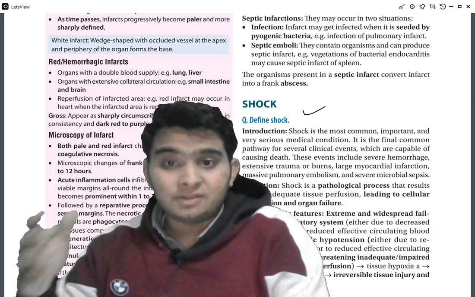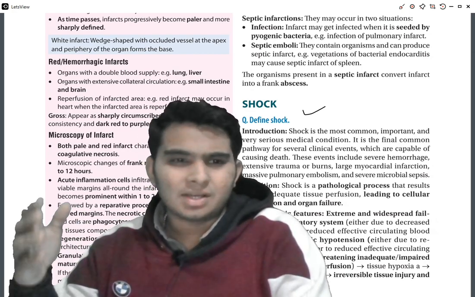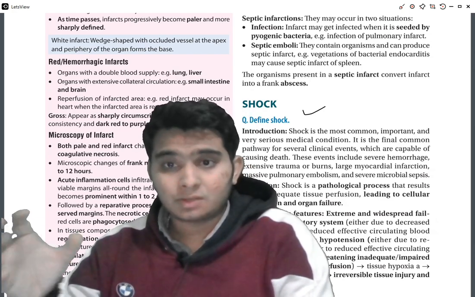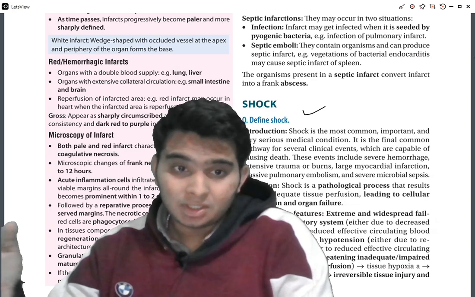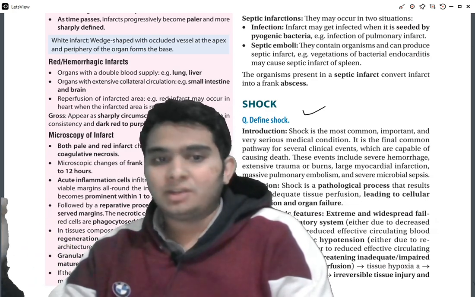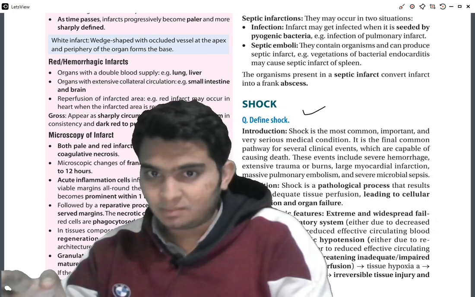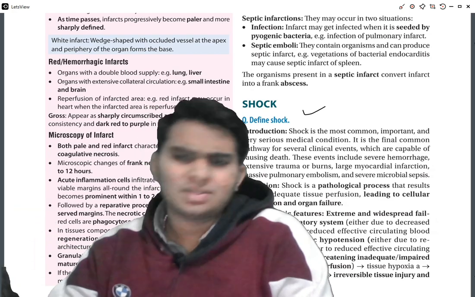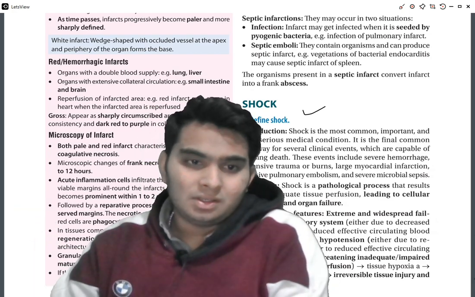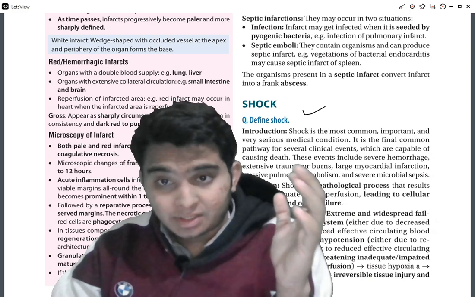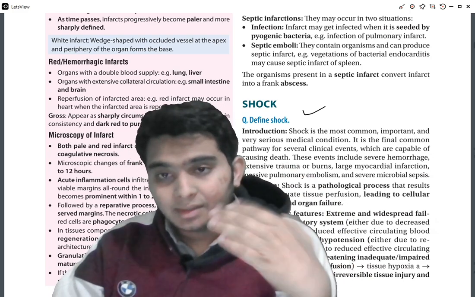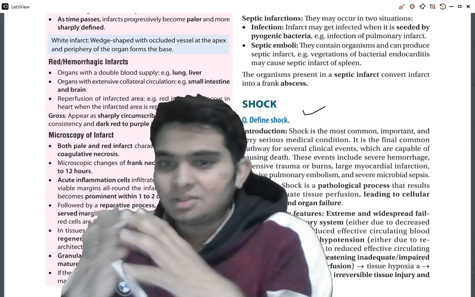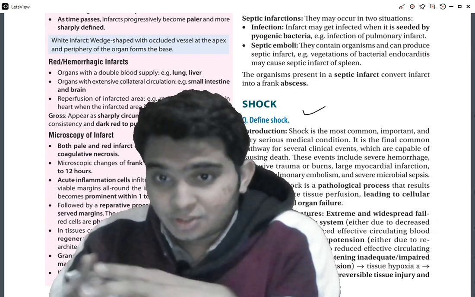Due to the failure of the circulatory system, either due to decreased cardiac output or reduced effective circulating blood volume, it leads to systemic hypotension, which leads to life-threatening impaired tissue perfusion, meaning that tissue does not get enough oxygen, or you can say blood. It leads to reversible tissue injury, and then irreversible tissue injury, then organ failure and death. So these are the features of shock.